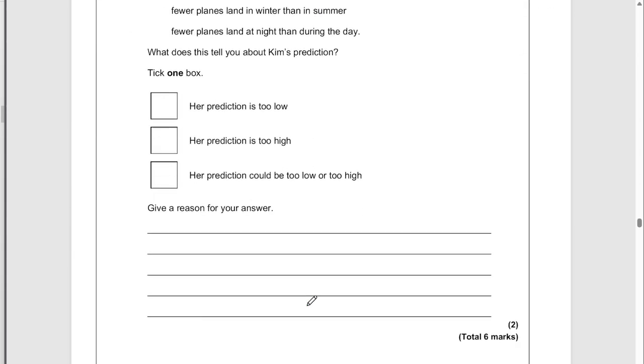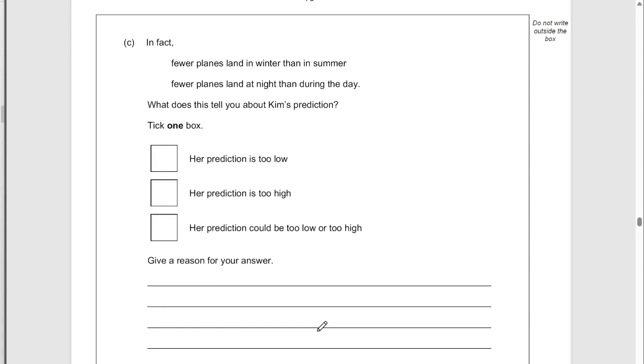And then part C. This is an interesting one. A lot of students will drop marks on this one. You're given 2 criticisms of her method. In fact, fewer planes land in the winter than in the summer, and fewer planes land at night than during the day. If we break them down one by one, fewer planes landing in the winter means her prediction is an underestimate.